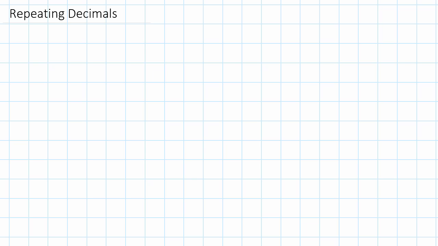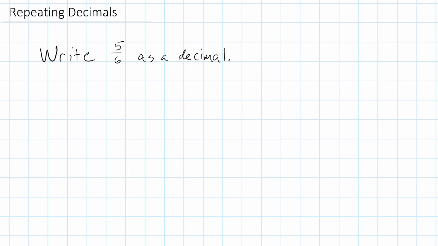Alright, so here's the deal. Remember when I said in decimal division we have to keep going until there's nothing left? Sometimes that goes horribly wrong. You've probably seen this, right? Think about what happens when we try to write the fraction 5/6 as a decimal.